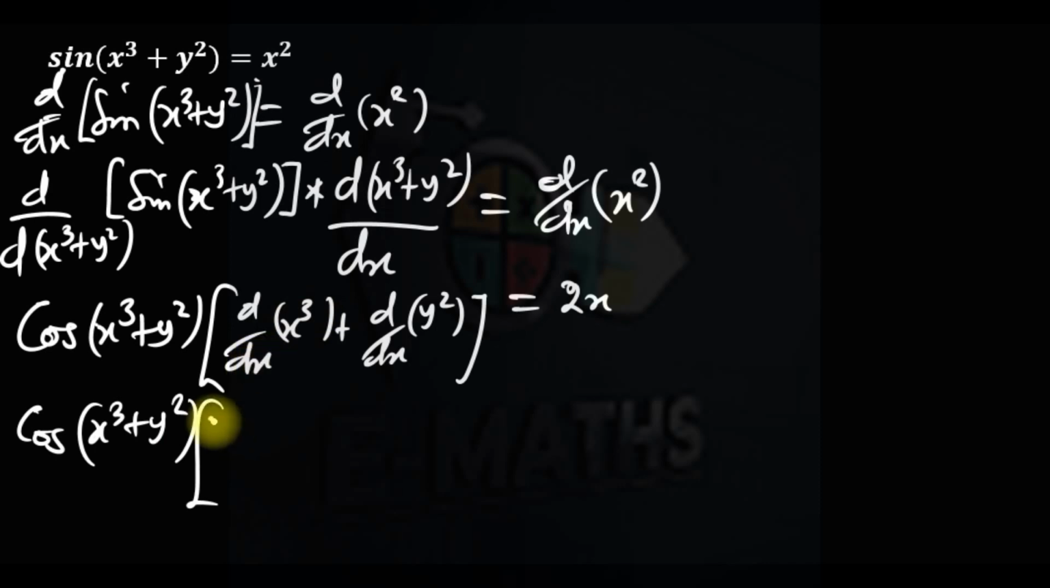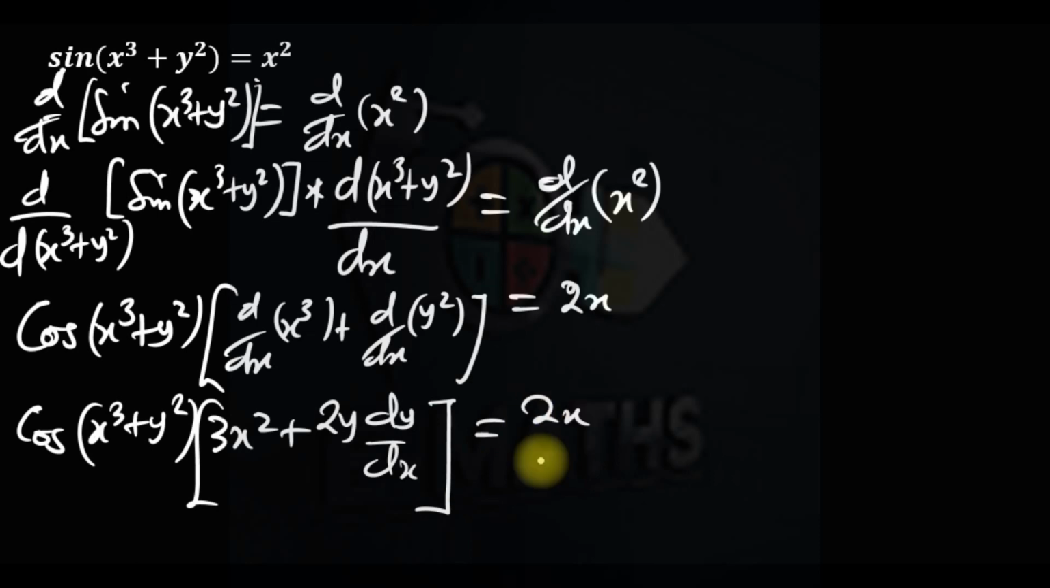The same. So we'll have 3x squared plus, but there is a problem here. This is y, so remember, we've done it before. So if you differentiate this, you have 2y. After, we'll counter it with dy/dx. You know why? I've done it before. Equal to 2x. So our main aim is to find dy/dx.